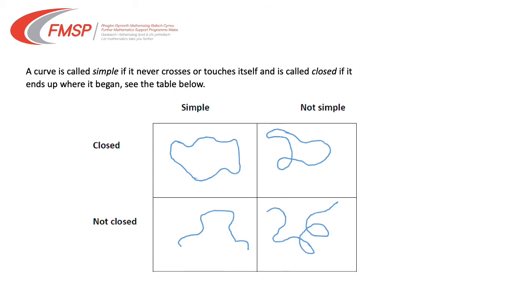In mathematics, it's important to define and give some names to certain qualities or characteristics, and this is how these curves would classify. For example, the top left corner would be a simple and closed curve. The next one will be not simple because it has a loop, but it is still closed because I can start and finish at the same place. The bottom curves are actually not closed, but the first one is simple, so simple, not closed. And the second one is not simple and also not closed.